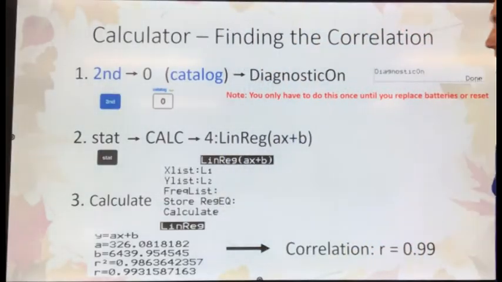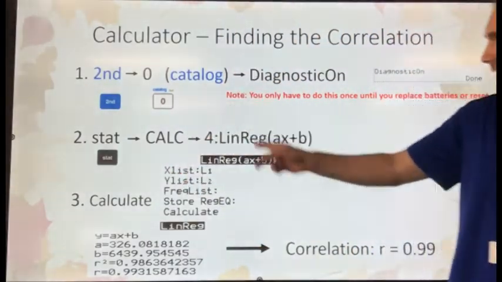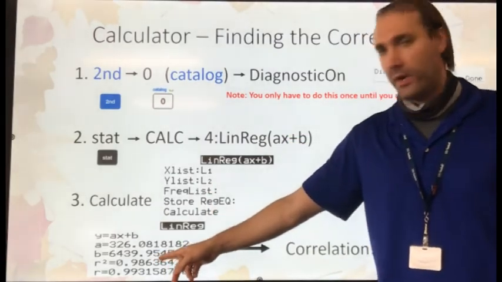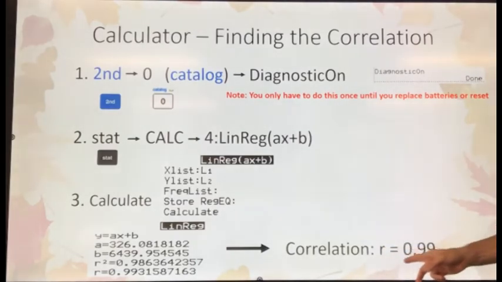Now we want to go to Stat, Calculate, regression again, but this time it gives us more information, an R squared and an R. That R is our correlation. So as you see here, the one I calculated in this example was 0.99. That's a very, very, very strong correlation.